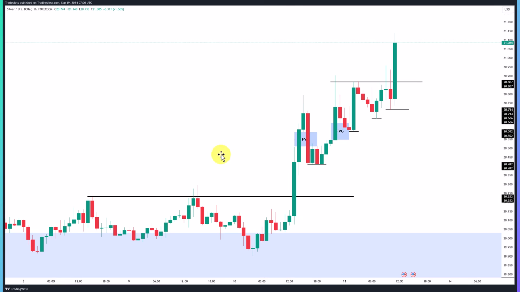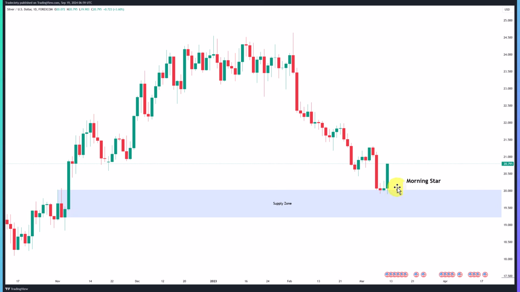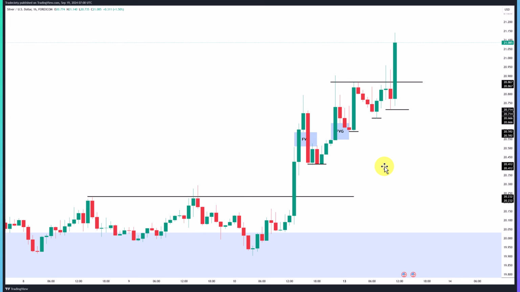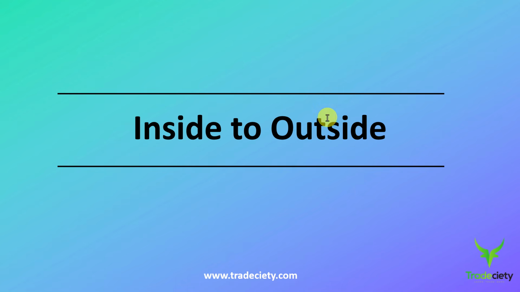You have many possibilities. And the key takeaway here is that you find your pattern on the higher time frame. The pattern gives you the direction that you want to trade in. And then the lower time frame, whatever tools you use, those are the entry signals and your entry timing opportunities. Inside to outside, another great sequence.